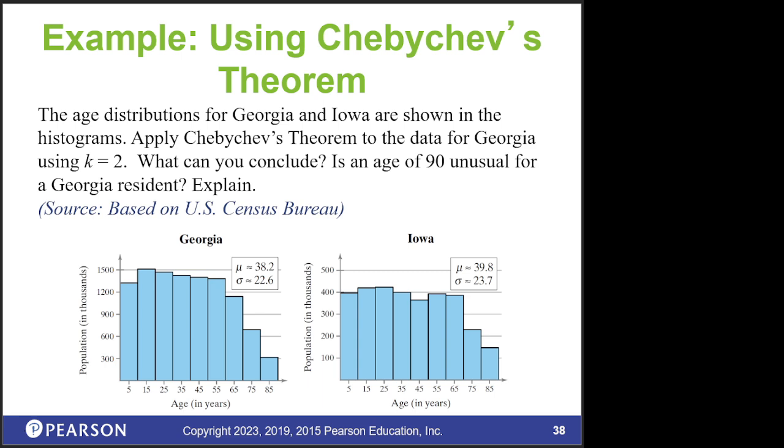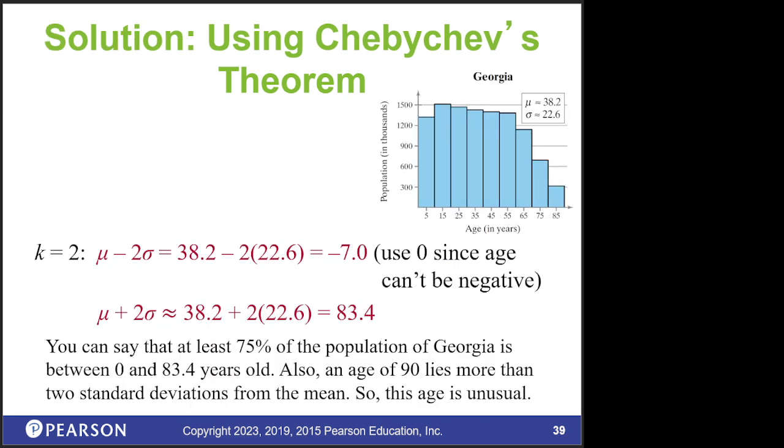And so what we need to find is the boundary of 2 standard deviations. The boundary is the mean minus 2 times sigma, which would be -7, which doesn't exist, right? We don't have -7 years. And then the mean plus 2 sigma, or 38.2 plus 2 times 22.6, and that's 83.4. And so you can say at least 75% of the population of Georgia is between 0 and 83 years old. So 90 is more than 2 standard deviations out. So we're going to say, oops, I keep shutting that window, that 90 is unusual.